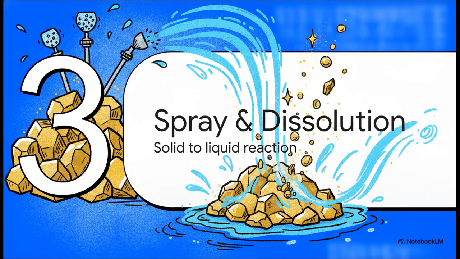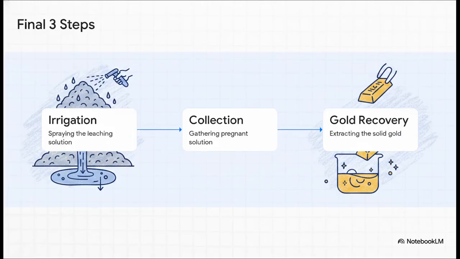Next up, Section 3, Spraying and Chemical Dissolution. Time for the chemistry. Which brings us right into the final 3 steps of the extraction process. In Step 4, we irrigate the heap, spraying our leaching solution perfectly evenly across the very top. Step 5 is collection. That's where the fluid, which has now traveled all the way through those meters of rock, is gathered at the bottom drainage system.